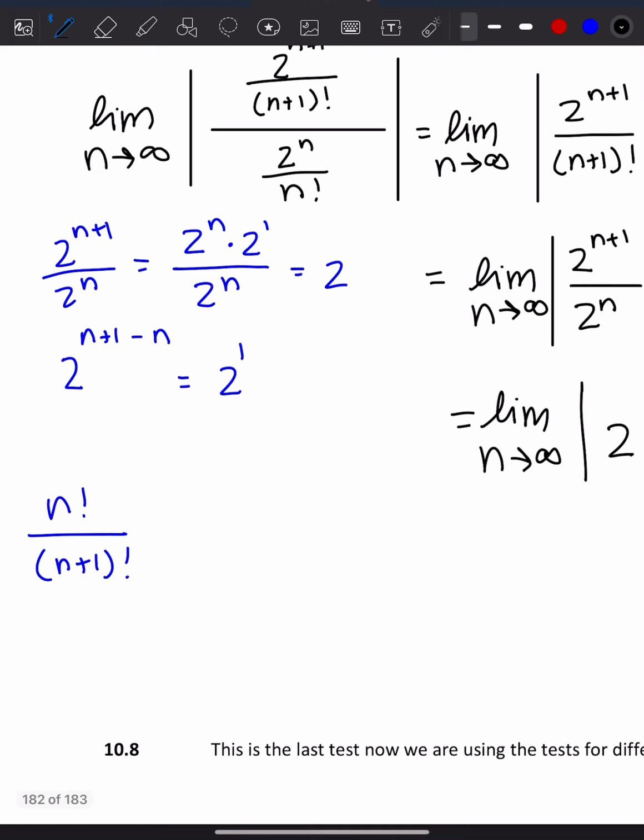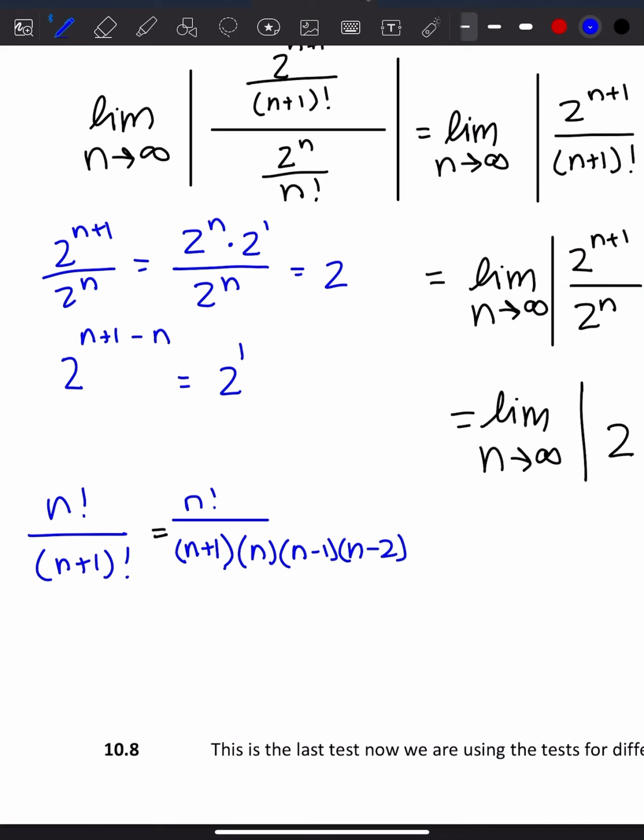we have n factorial divided by n plus 1 factorial. So to keep in mind factorials, we're multiplying each term from each other. So we have n times n minus 1 times n minus 2 and so on. So if I were to do the same thing with n plus 1, this would be n plus 1 times n times n minus 1 times n minus 2 and so on forever.